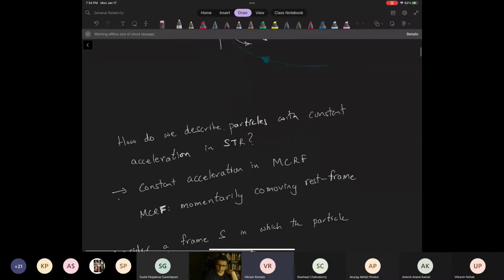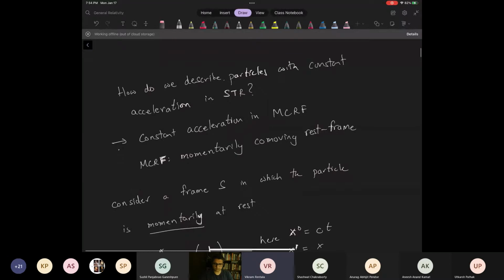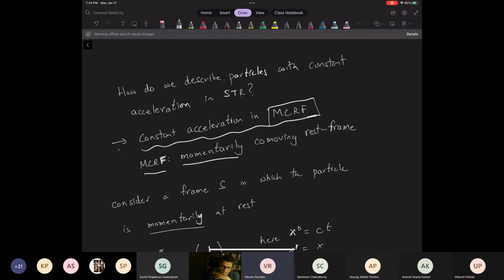Now this doesn't work in special relativity. So the question is, how do you describe particles with constant acceleration in special relativity? If you want to describe constant acceleration, you can have constant acceleration in something called the MCRF. What does MCRF stand for? MCRF stands for momentarily, that is instantaneously, co-moving rest frame.